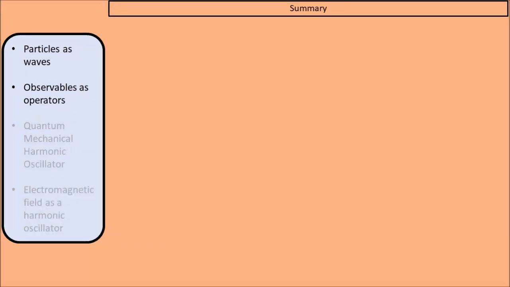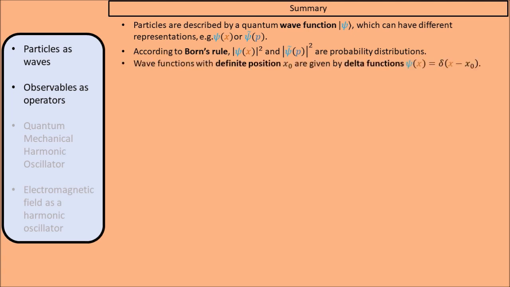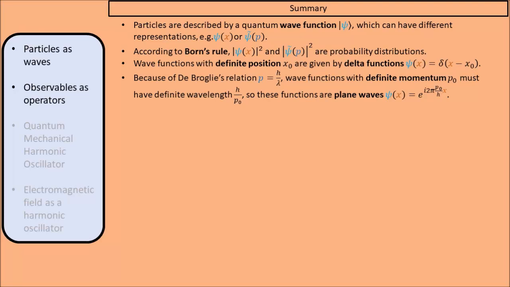Now let's summarize all that we have seen so far on basic quantum mechanics. The fundamental assumption is that we can describe the particle with a wave function. This wave function can be represented in different bases, for example, the position basis or the momentum basis. The squared modulus of such a function can be interpreted as a probability distribution according to Born's rule. A wave function with a definite position would be a delta function in the position basis, and because of the de Broglie relation, a wave function with a definite momentum would be a plane wave in the position basis.